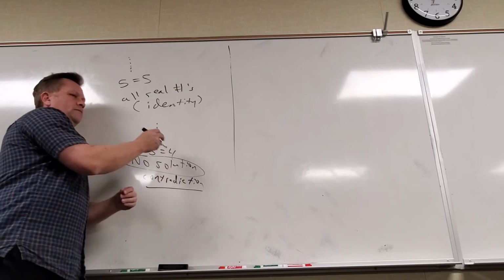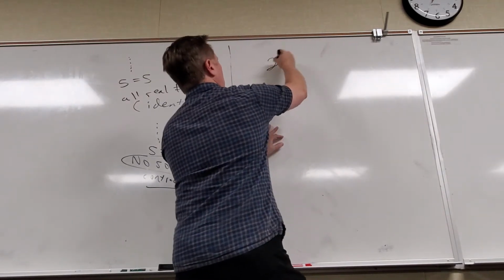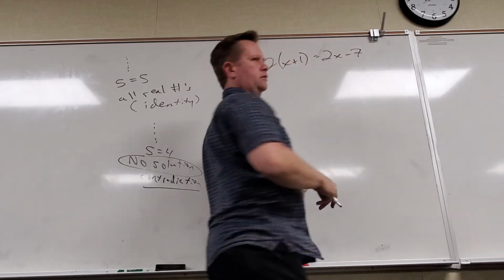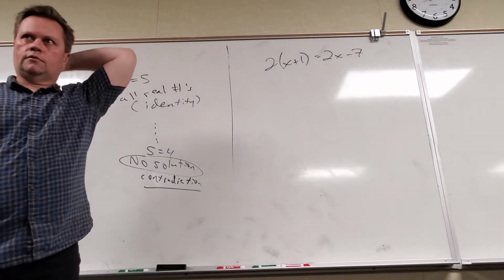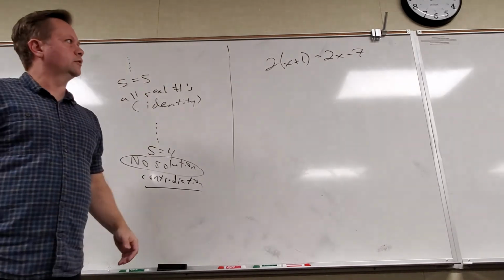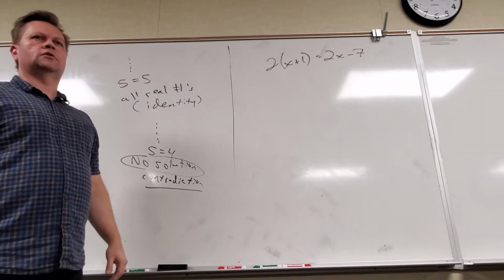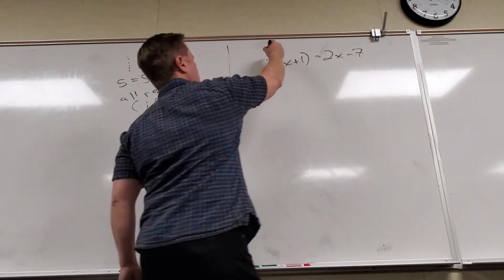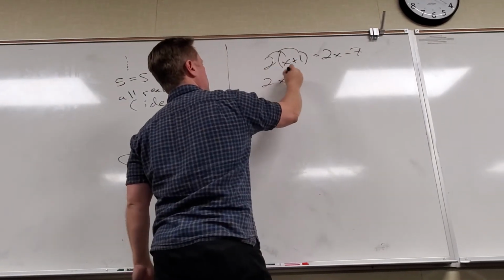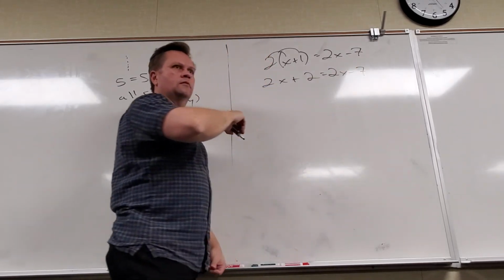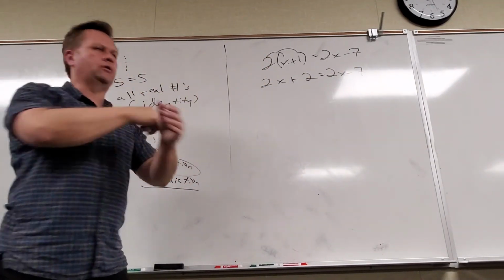So let's... All right, let's solve this equation. What's the first thing I do? Distribute. I like it. What do you guys get? 2x plus 2. Let me get my x's together. How do I kill these x's?